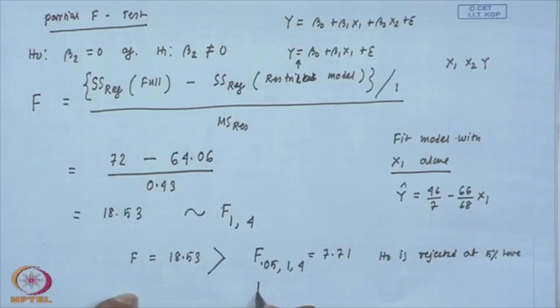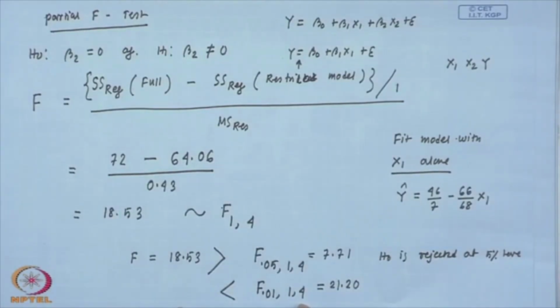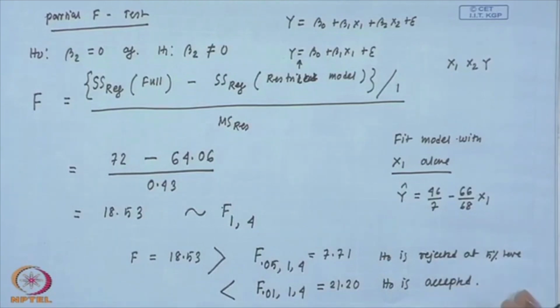So, compute the tabulated value of f, 0.01, 1, 4, that you can check is equal to 21.20. So, the f value is less than this one. So, here H naught is accepted. That means, at 1% level of significance, x 2 is not significant in the presence of x 1, whereas at the 5% level of significance, x 2 is significant in the presence of x 1. So, that is the conclusion of this partial test.